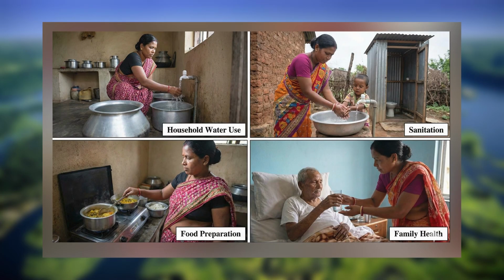Women are mainly responsible for household water use, sanitation, food preparation, and family health, making them key stakeholders in water management at the domestic level. Despite this, decisions about water supply systems, sanitation technologies, water point locations, and maintenance arrangements are usually taken by men. In some cases, well-intentioned projects fail because women's views are ignored, such as when sanitation facilities are introduced without considering the extra burden of water collection placed on women.